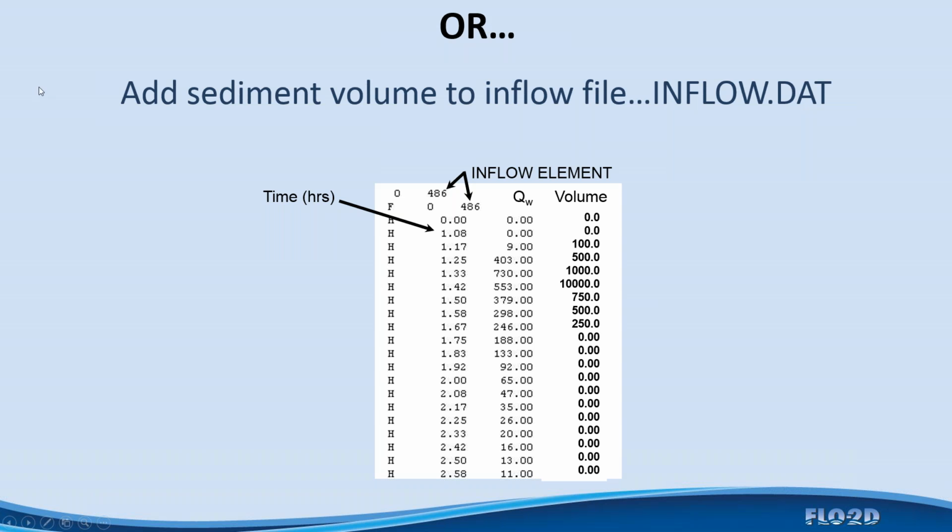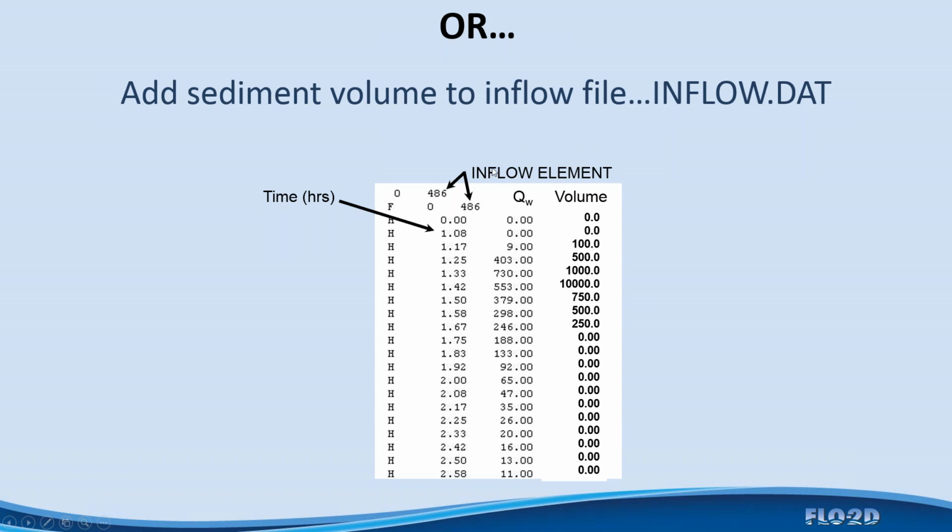Now you also have the option to add the sediment volume to this file. If you don't want to use the sediment concentration by volume, you can estimate what a yield might be, say, at the fan apex, or someplace up the valley or up the canyon where you want the sediment loading to occur. So you could extend the FLO-2D model up into the actual watershed or canyon area and add a given volume of sediment.